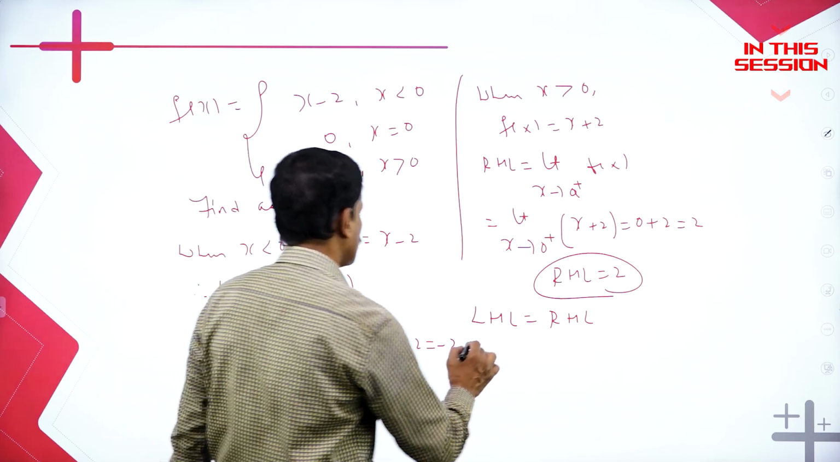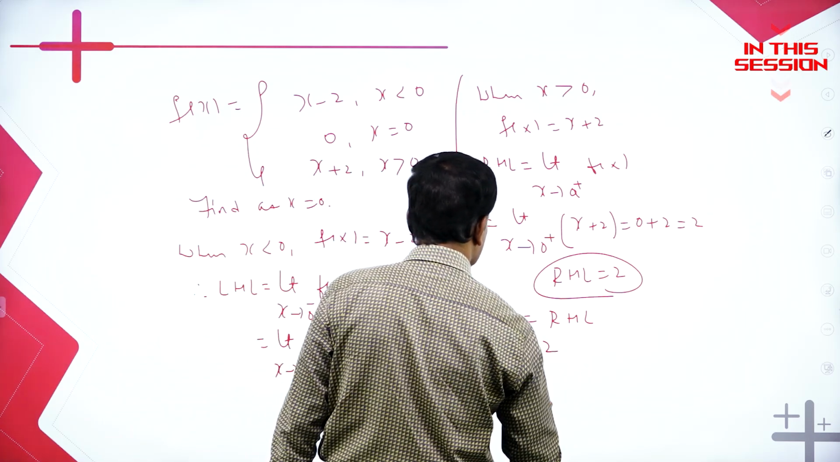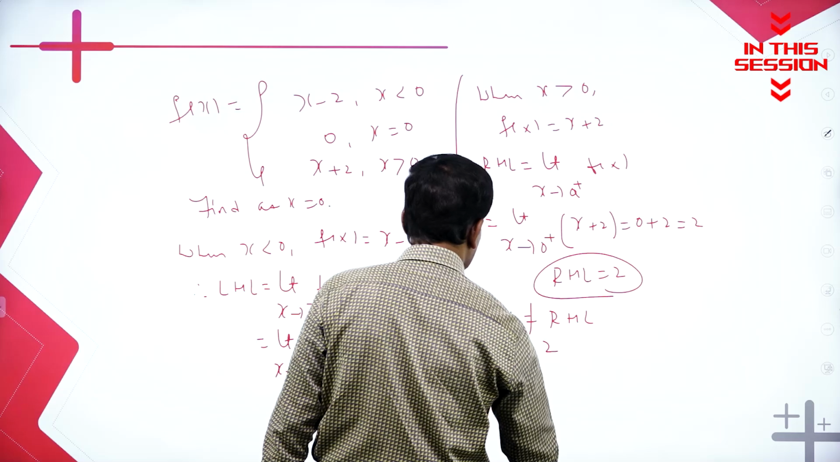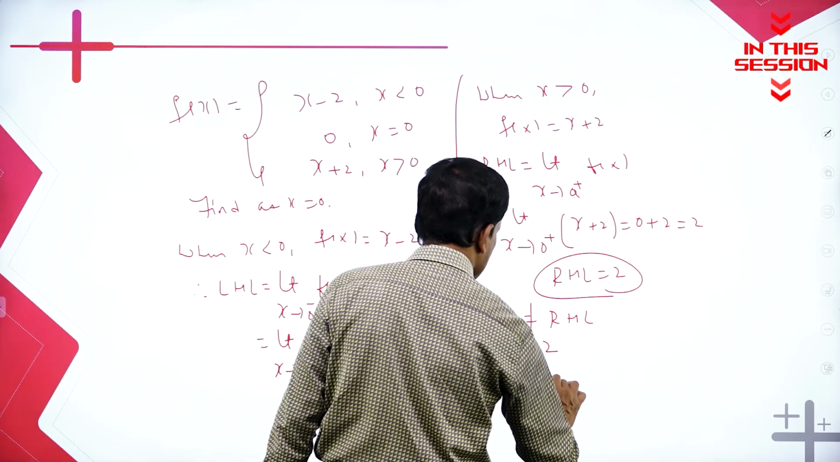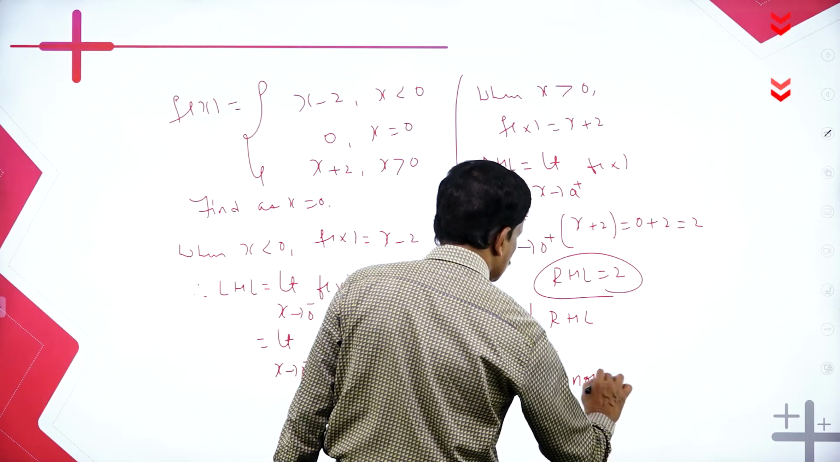What is the left hand limit? Minus 2, and this is plus 2. They are not equal. So that means, therefore, f of x is not defined.